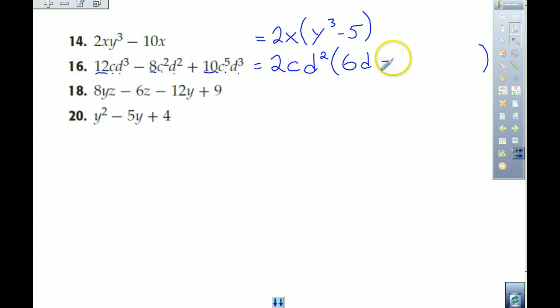What goes next? 4. C. Okay, and the next is 5 C to the 4th, D to the 1st. Good. And we won't see too many like these, which is good. What about here? Any GCF?